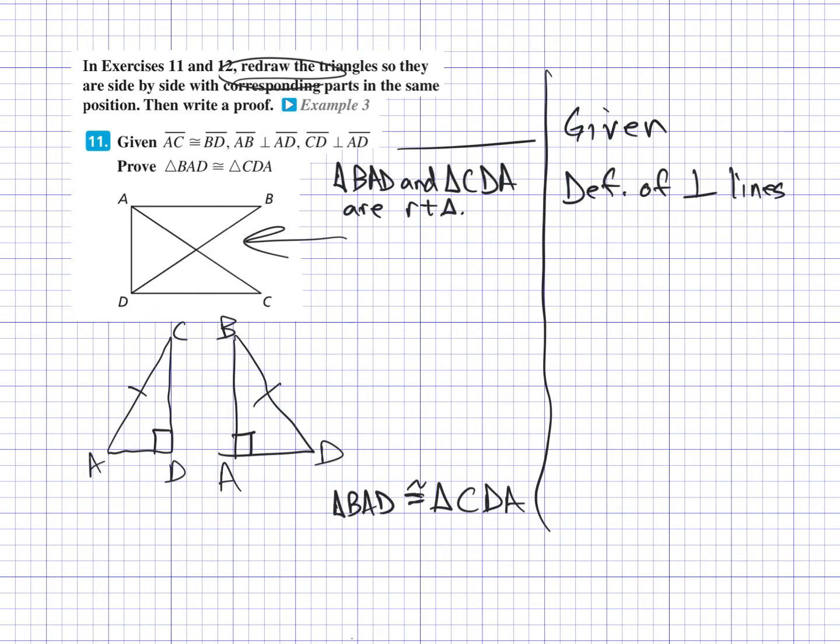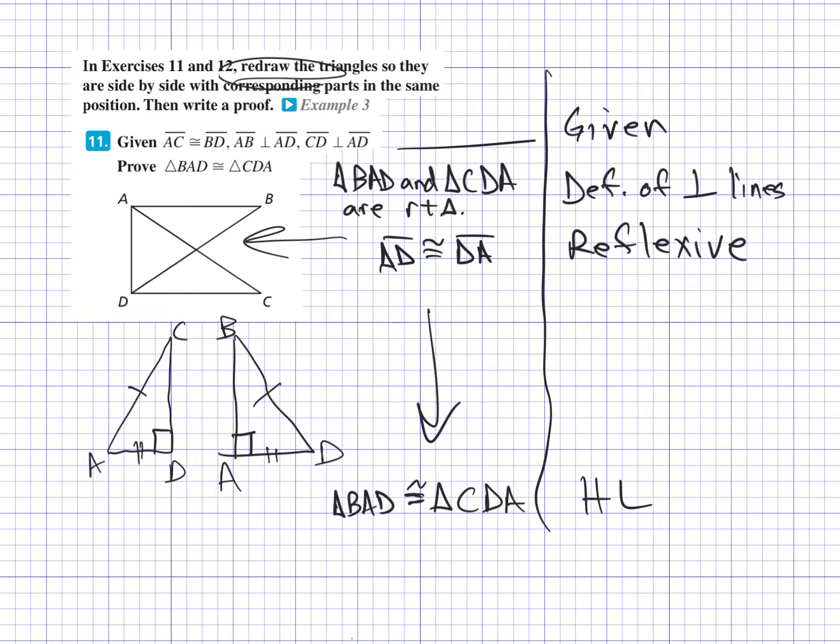But in the original picture, AD is reflexive. In our picture down here, AD is not reflexive. So we're going to say that AD is congruent to DA, and that's reflexive, congruent to itself. And then you can say those two triangles are congruent because of the hypotenuse leg theorem.